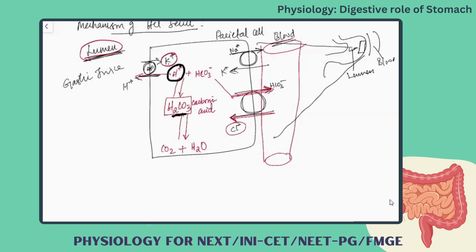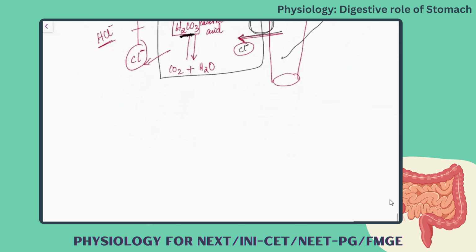So this potassium H plus exchanger makes the H plus go into the lumen, and the chloride goes through the leaky channels into the lumen of the stomach. In the lumen of the stomach, this chloride and H plus join and give you hydrochloric acid. So this is how the mechanism of HCl secretion takes place in the stomach. Okay, clear?